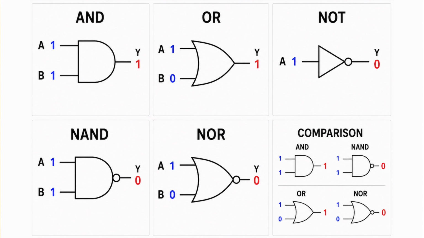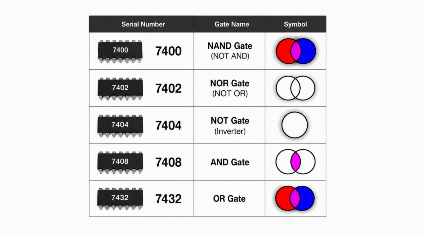The logic gates included are the following: 7400, which are NAND gates, 7402, which are NOR gates, 7404, which are NOT gates, also called inverters, 7408, which are AND gates, and finally 7432, which are OR gates. Each of these chips performs a different logical operation.